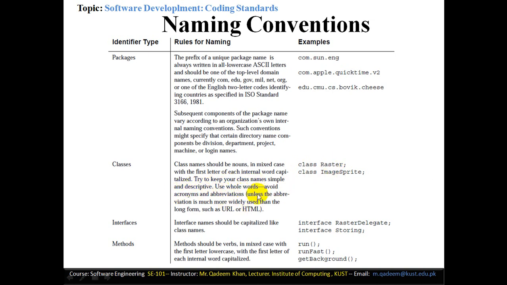Use whole words, and avoid acronyms and abbreviations unless the abbreviation is much more widely used than the long form, such as URL or HTML. Basically, abbreviations should be avoided because they make the class name confusing. Sometimes another programmer can't understand the abbreviation. So, although internationally used abbreviations can be used, our own abbreviations should be avoided. Similarly, interface classes are those classes which link multiple classes and they are called in other classes.